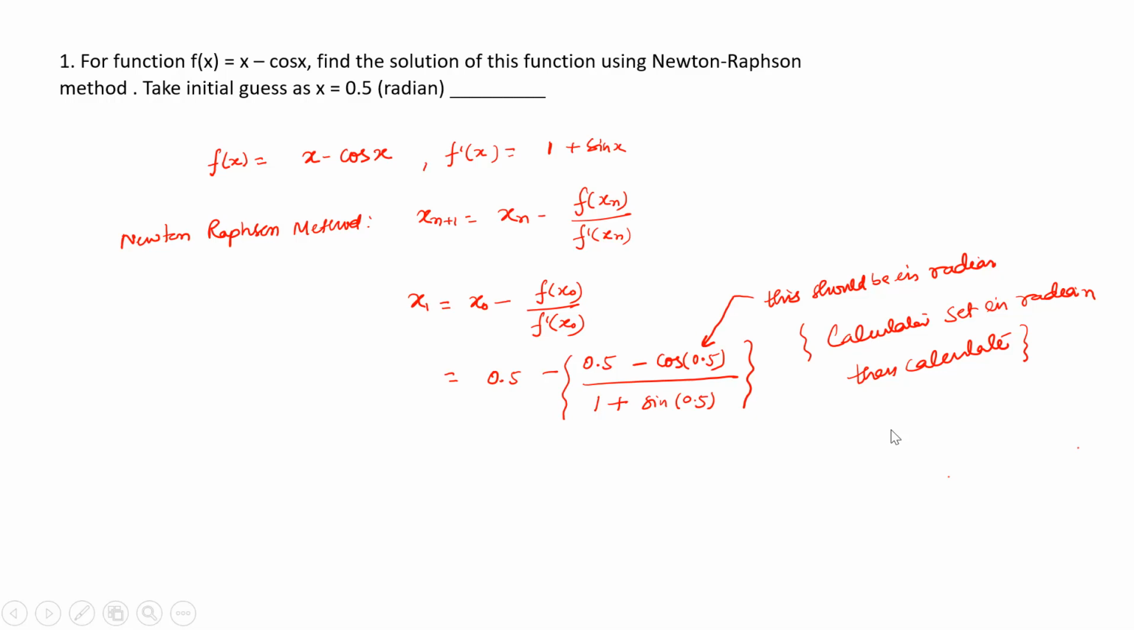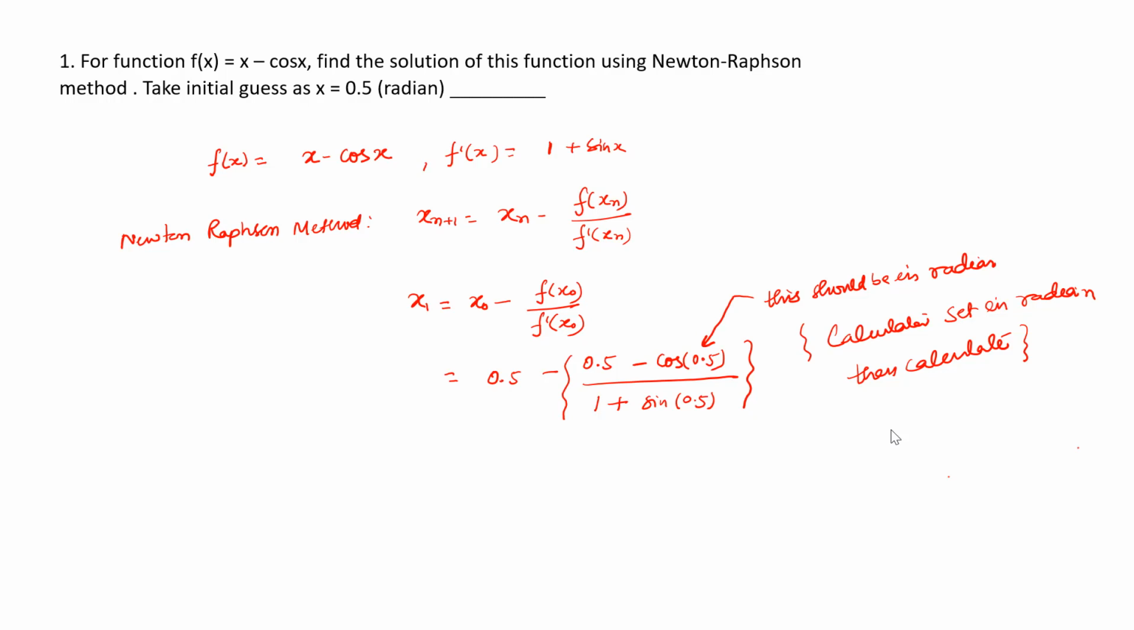Hello guys, these are some more memory based questions which I got. This is related to math. For the function f(x) = x - cos x, find the solution using the Newton-Raphson method, taking the initial guess at x = 0.5 radian. This 0.5 is in radian, because it involves x and also cos x, so you need to take care of this.